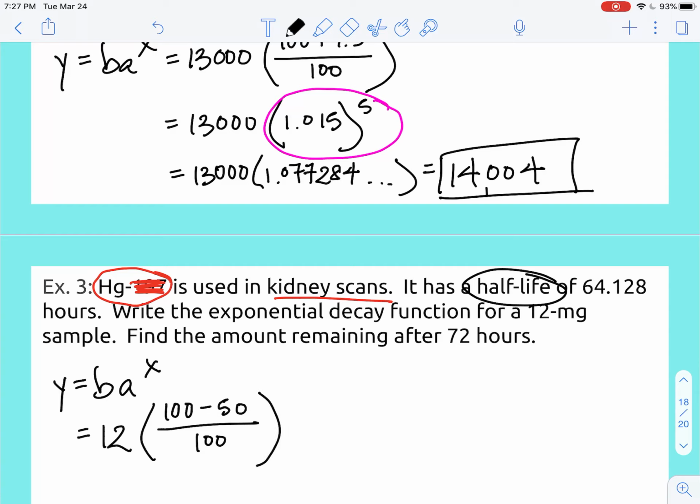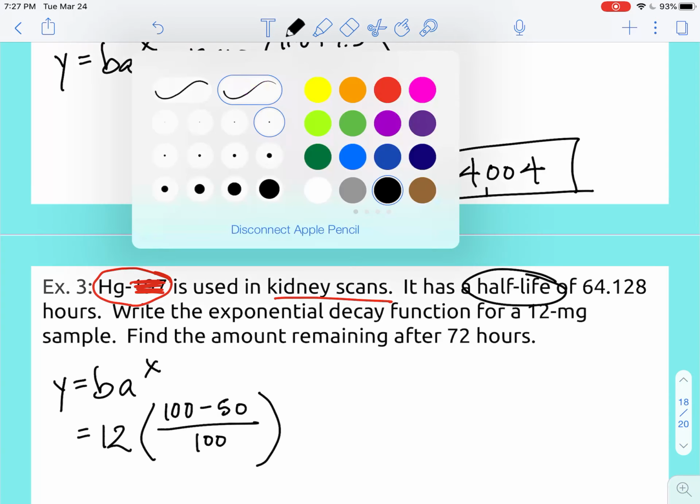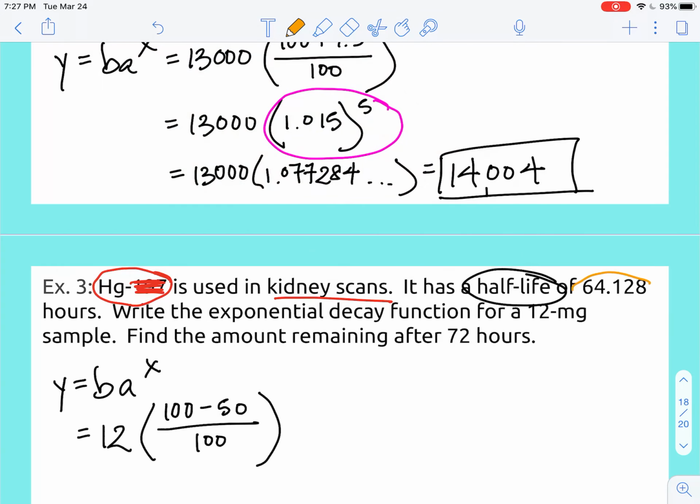Okay. Here comes the tricky part for this question, though. You'll notice that there are two other numbers that I haven't used yet, the 64.128 and the 72 hours. Now, the 64.128 means that in 64.128 hours, my sample will have half as much as I had at the beginning. And then in another 64.128 hours, I'm going to have half of my half. And then in another 64.128, I'm going to have half of that half.